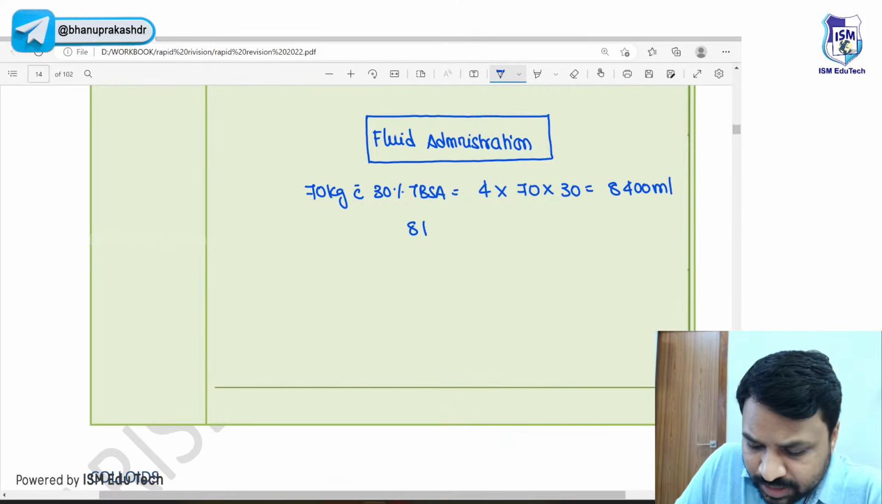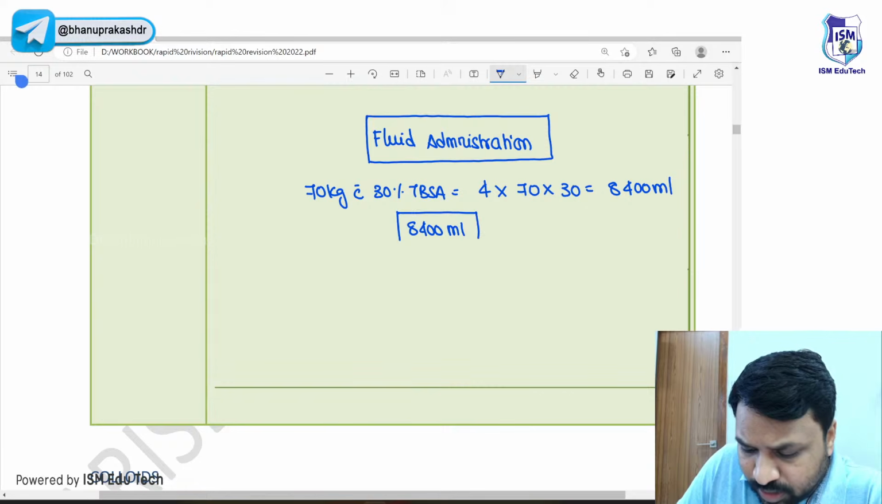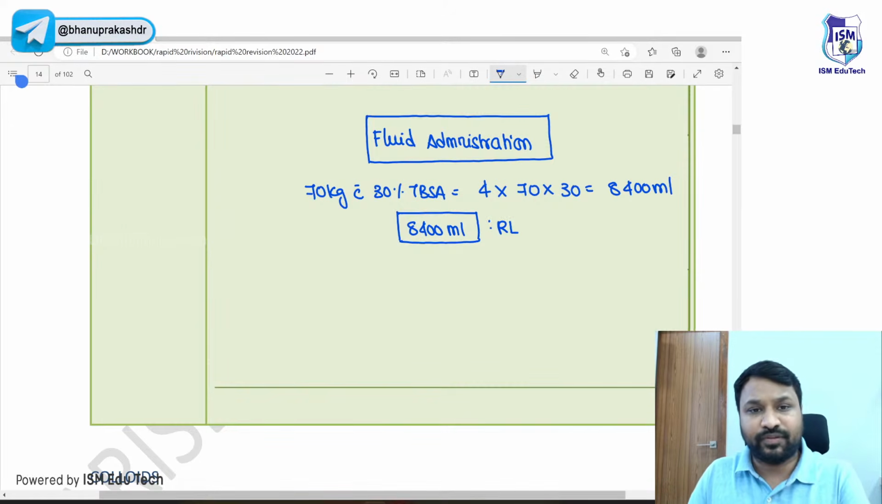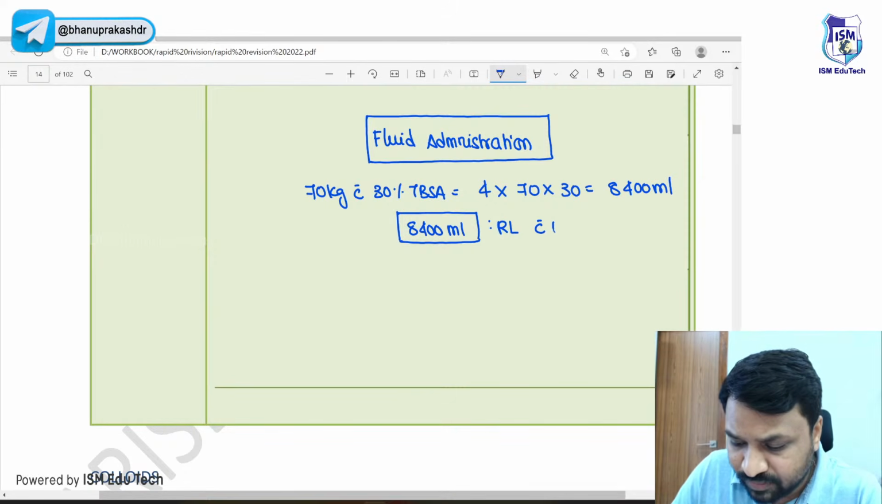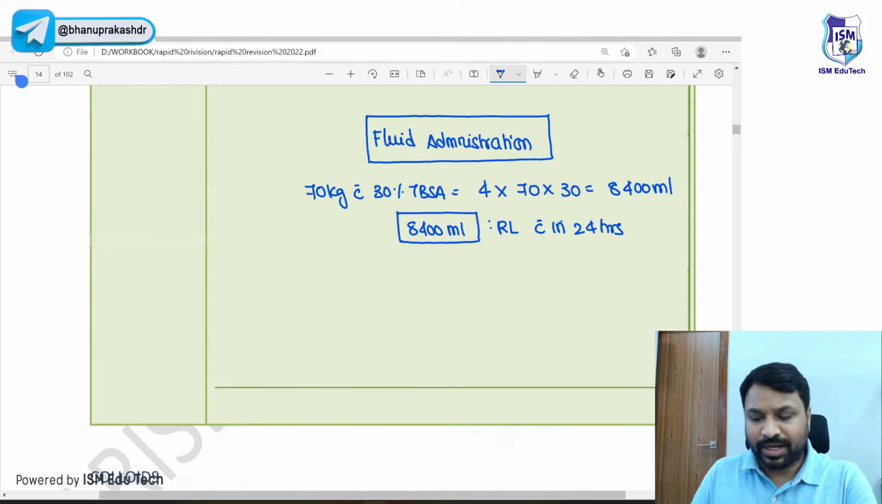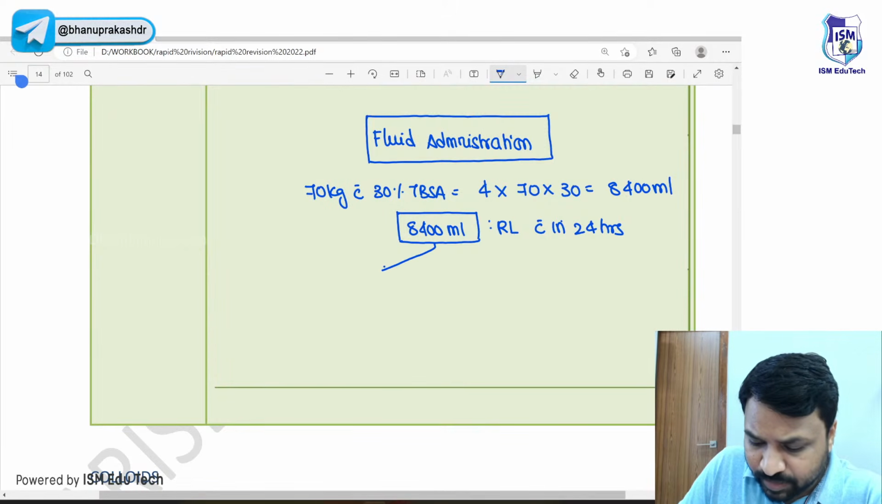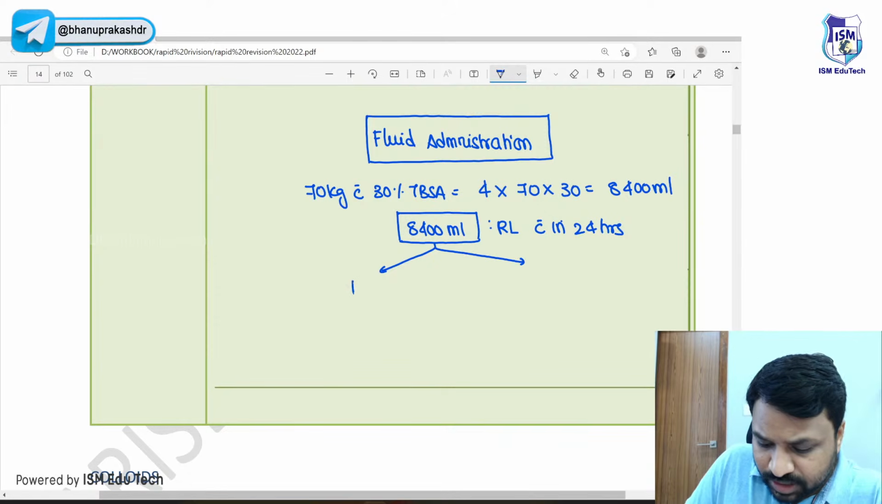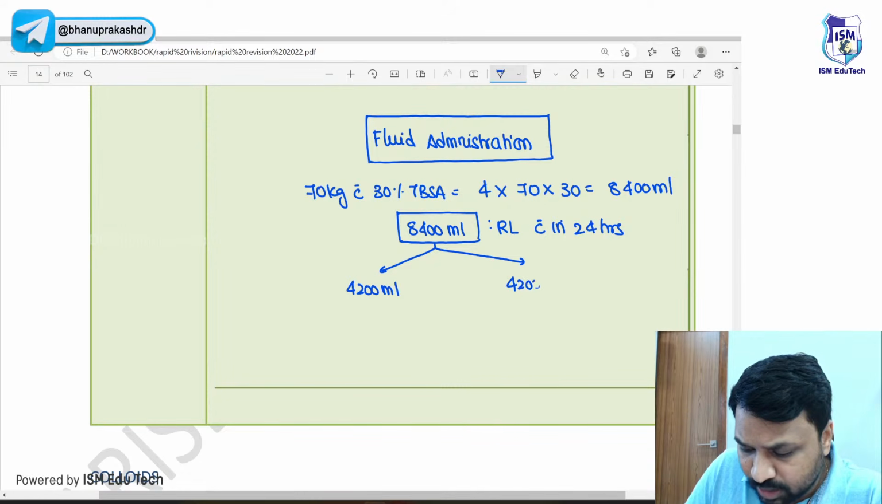Now, once you've calculated this 8,400 ml, this 8,400 ml is the Ringer lactate that I have to give, and this has to be given within 24 hours. So what I'll do is I will divide them into two equal halves, that is 4,200 ml and 4,200 ml.